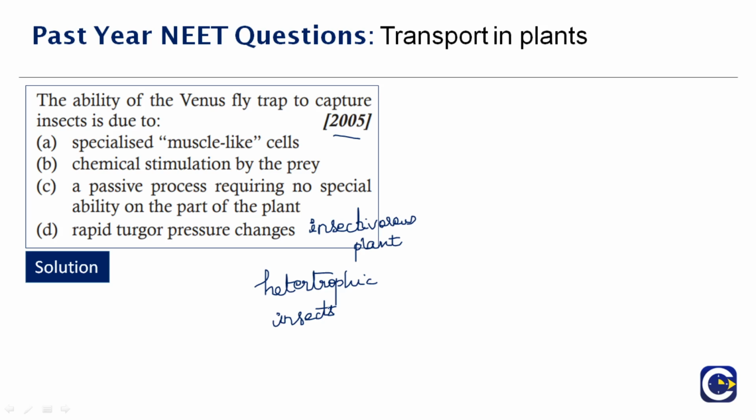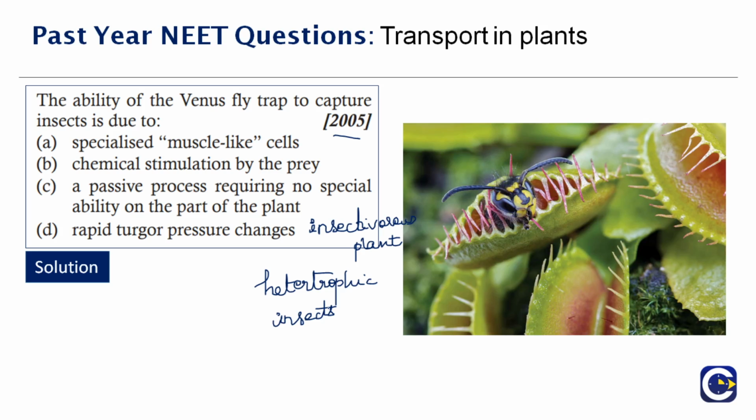Turgor can be described as a state of turgidity or a resulting rigidity of the cells or tissues, typically due to the absorption of fluid. Okay, so this pressure will help the plant to identify that something has come in contact with the plant, and thereby it will trap the insect. Now to your right side you can see a picture showing the Venus flytrap. So this is how it is. Therefore, the answer for this question is rapid turgor pressure changes.